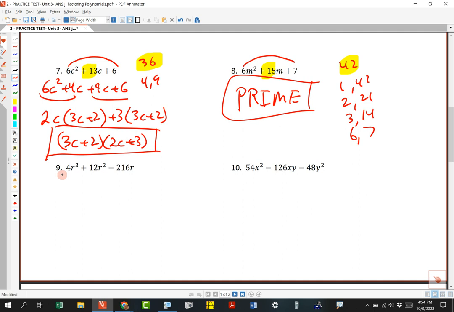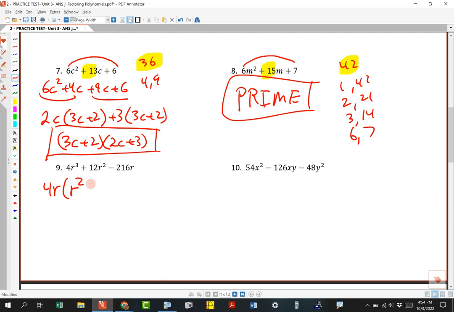Again, a trinomial looks like it's a tough one, but you'll notice that we've got a common factor of an r in all of these, and they're all even, so we can at least take out a 2. If you double check, we can actually take out a 4. So let's take out a 4 and an r.